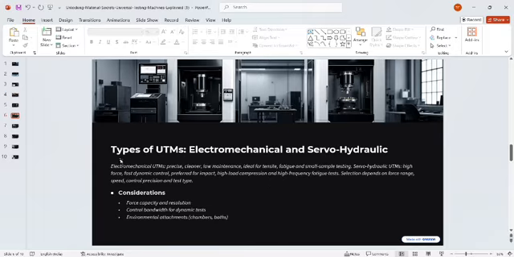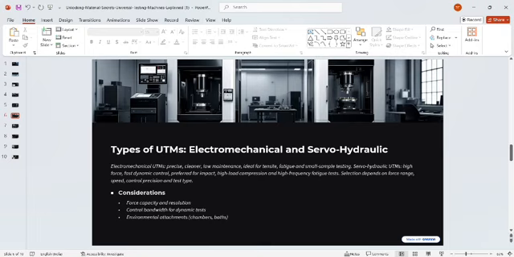types of UTMs, we are seeing electrochemical and servo-hydraulic. So electrochemical UTMs are precise, clean and low maintenance, which is ideal for tensile, fatigue, and small sample testing. Let us see the fatigue and the small sample in the upcoming slides.